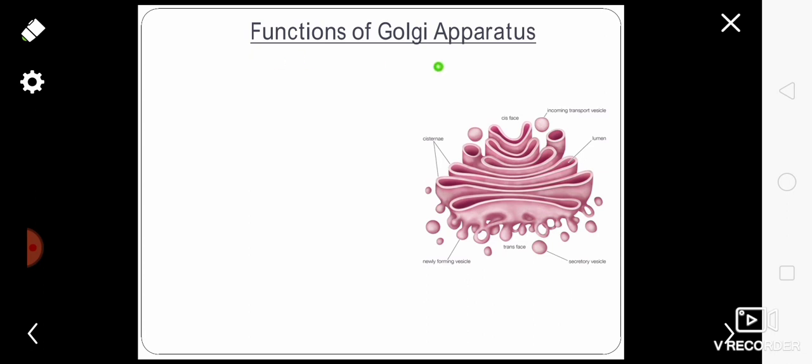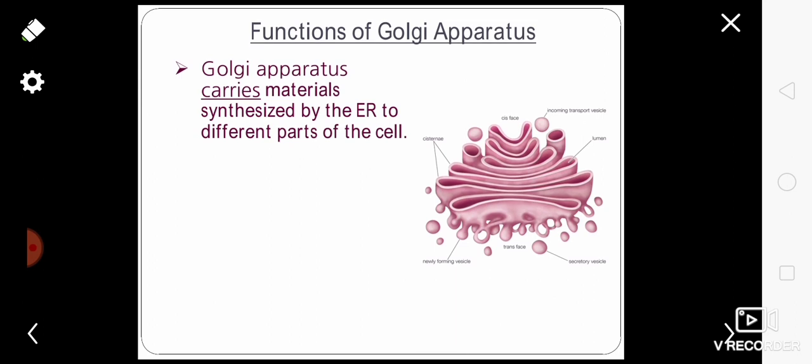Then coming to the functions of Golgi apparatus, there are mainly four functions. First function is Golgi apparatus carries material synthesized by the endoplasmic reticulum to different parts of the cell. We know that endoplasmic reticulum normally produces lipids and proteins. So these are carried by this Golgi apparatus.